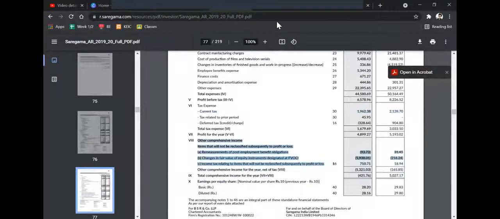I'm not going into this part. That is the presentation as per your Ind AS. So that's why it's a little bit different. But whatever we study in this lecture is regarding the presentation as per division 1. So this is division 2, so that's why it's a little bit different. But because Saregama is a listed company, that's why there was a difference.